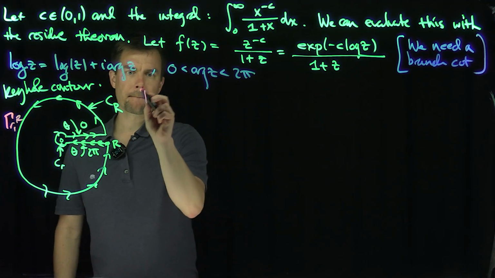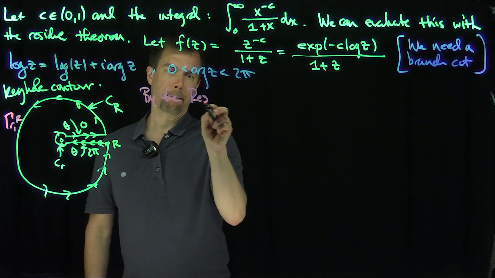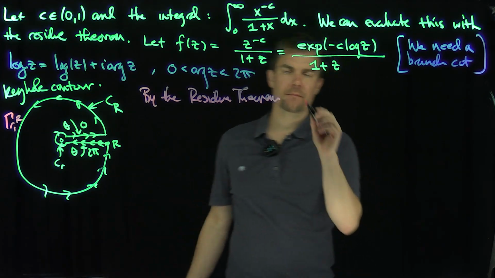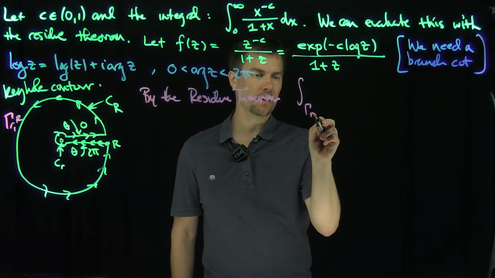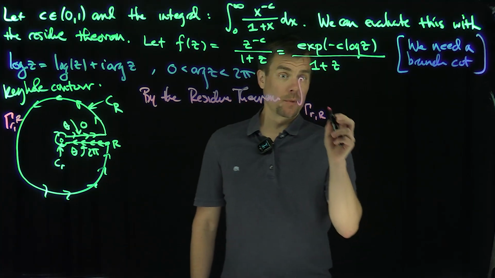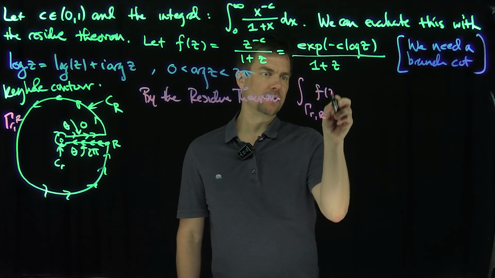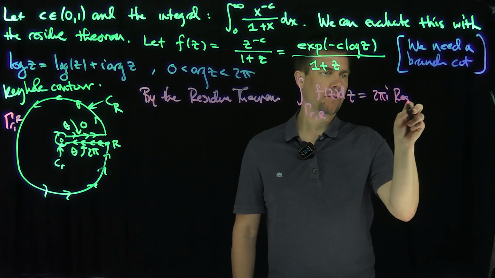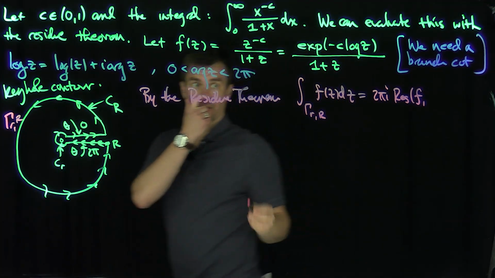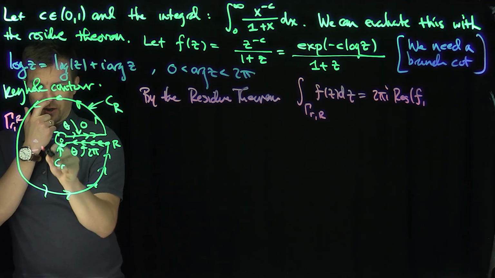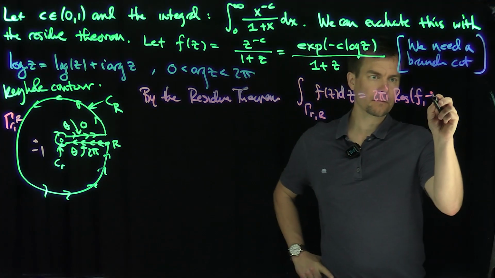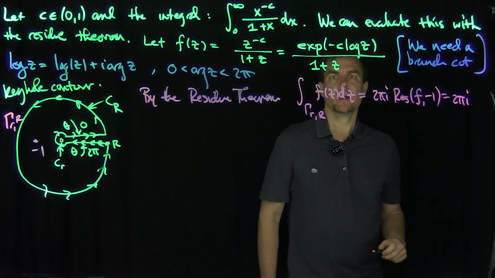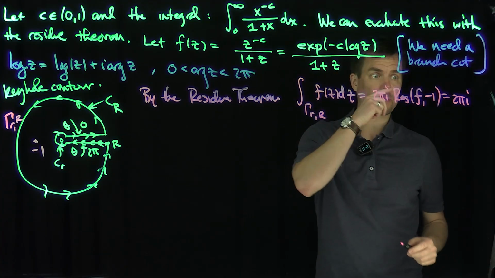And so by the residue theorem, the integral over gamma little r big R of our function f of z dz is going to be 2 pi i times the residue of f. And where's the singularity of this function? The only singularity of this function is at -1, right? So there's my only singularity, -1, which is going to be 2 pi i, and then what? And then, of course, it's a simple pole, so I just plug in the -1.